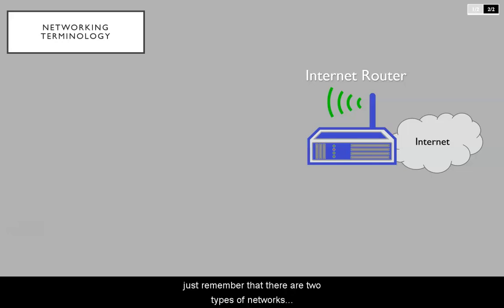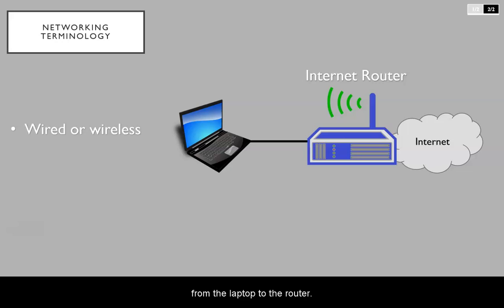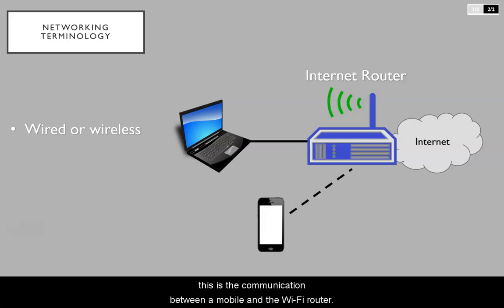Just remember that there are two types of networks: wired or wireless. Wired networks use wires or cables to carry or transport the message from point A to point B. In our example here, from the laptop to the router. Wireless networks rely on wireless or radio signals to transport the message. Using our same example, this is the communication between a mobile and a Wi-Fi router.